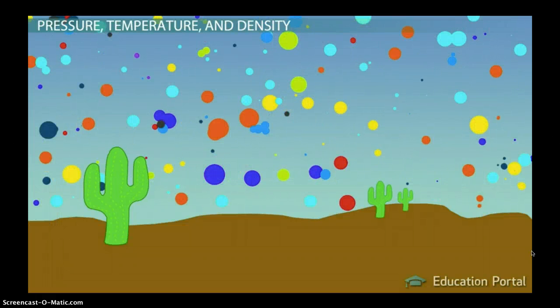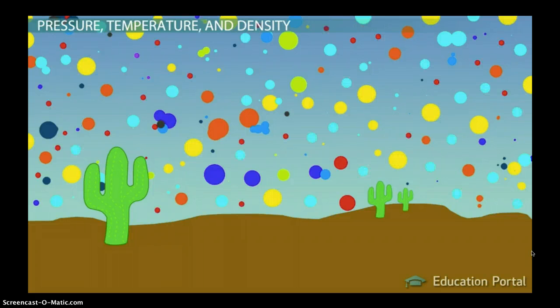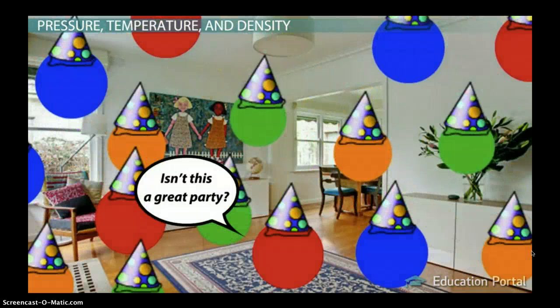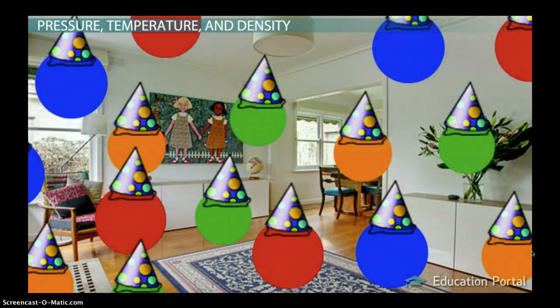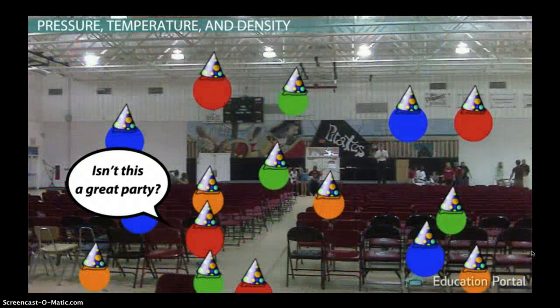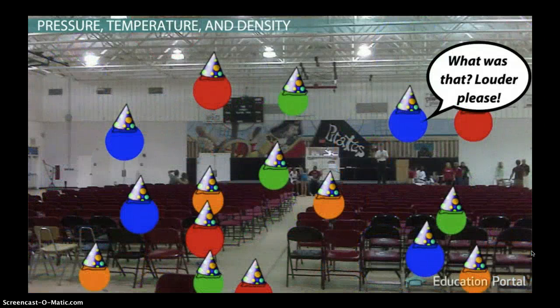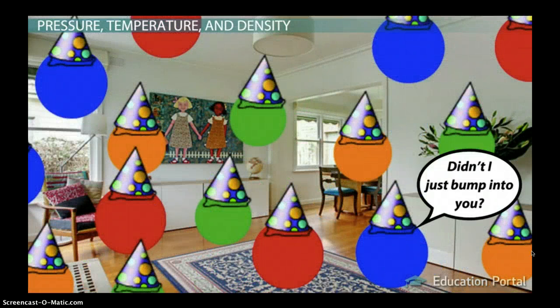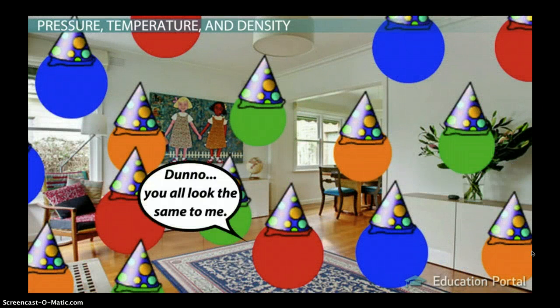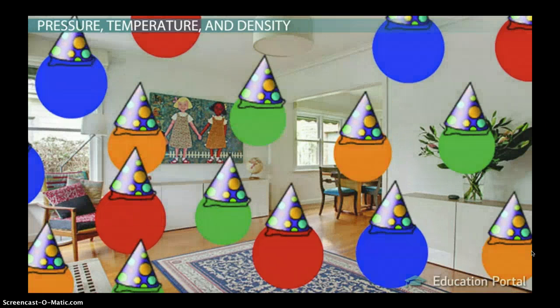Density also plays a role. The denser the air is, the more molecules there are in that given space. It's like the difference between having a large party packed into a tiny living room versus having that same large group of people in a big recreation hall. The denser the air, the more collisions there are between molecules because there is less room for them to avoid running into each other, so we get more air pressure.